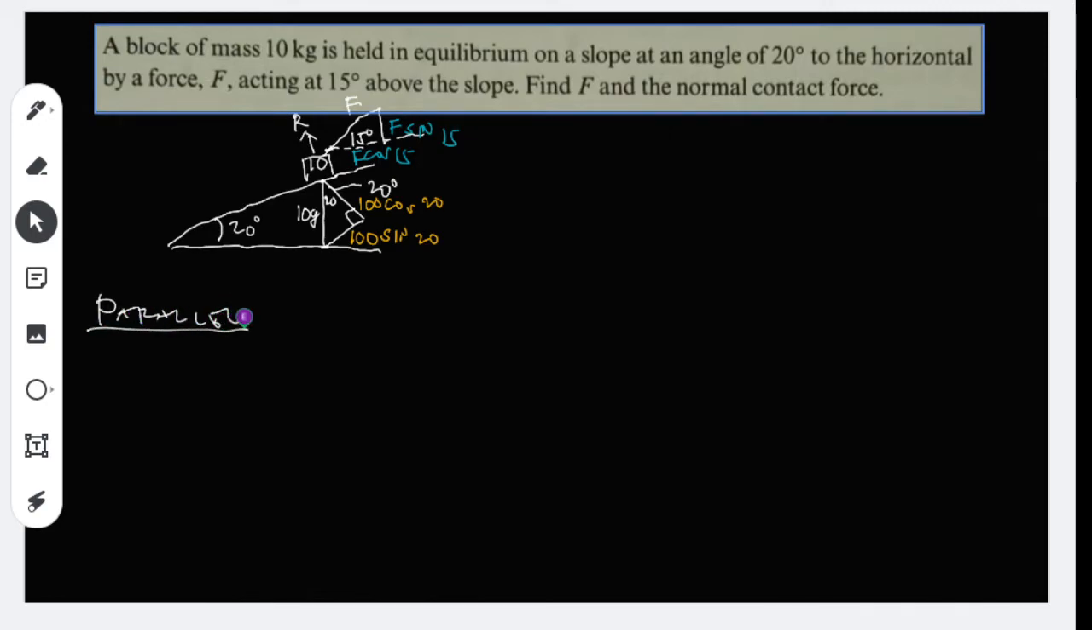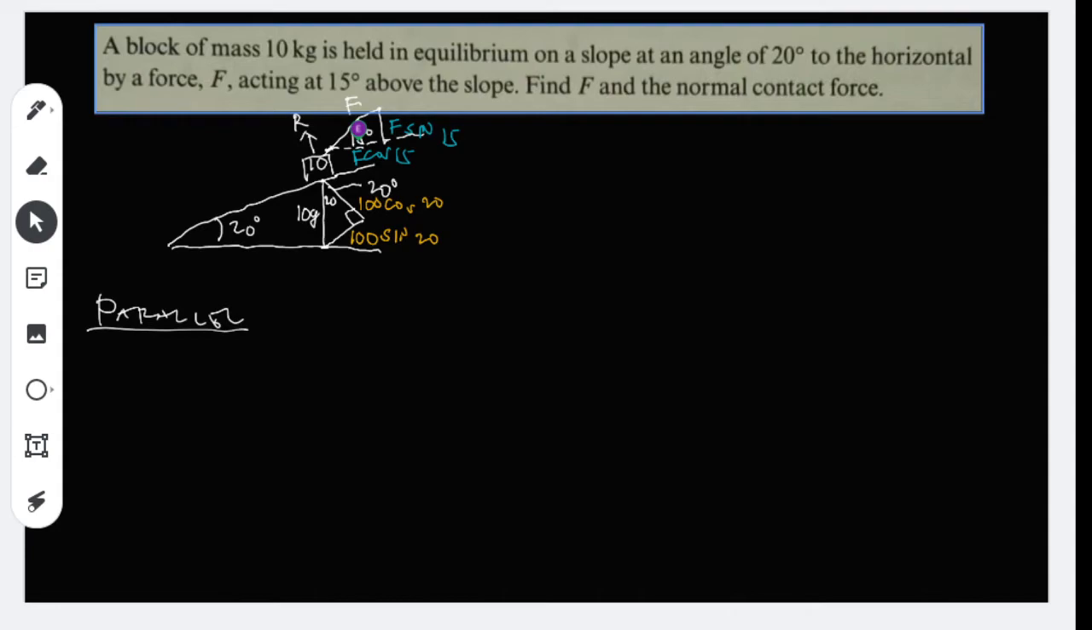Now, let's continue. What are the forces here that are parallel? So we can see here, parallel, we have your F cos 15. Okay, so we have your F cos 15.